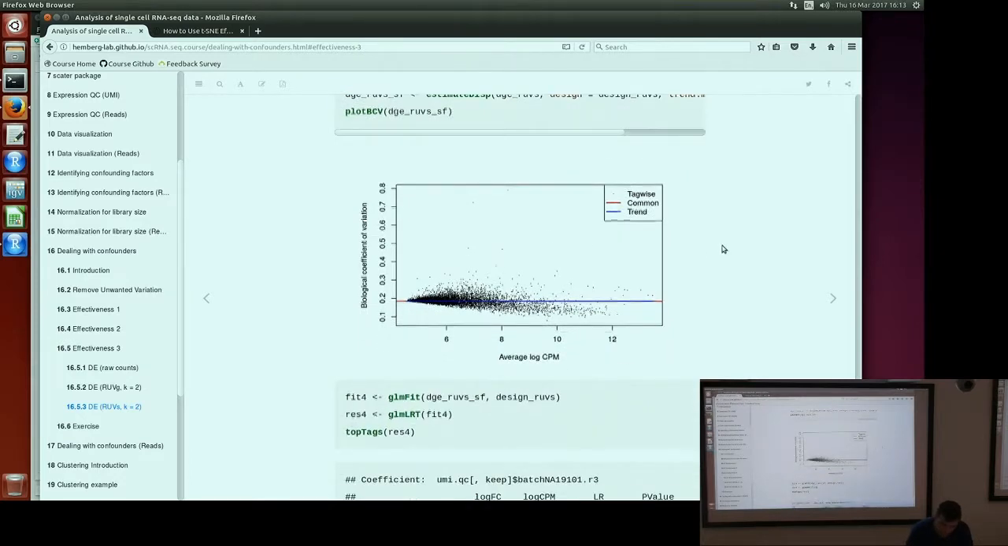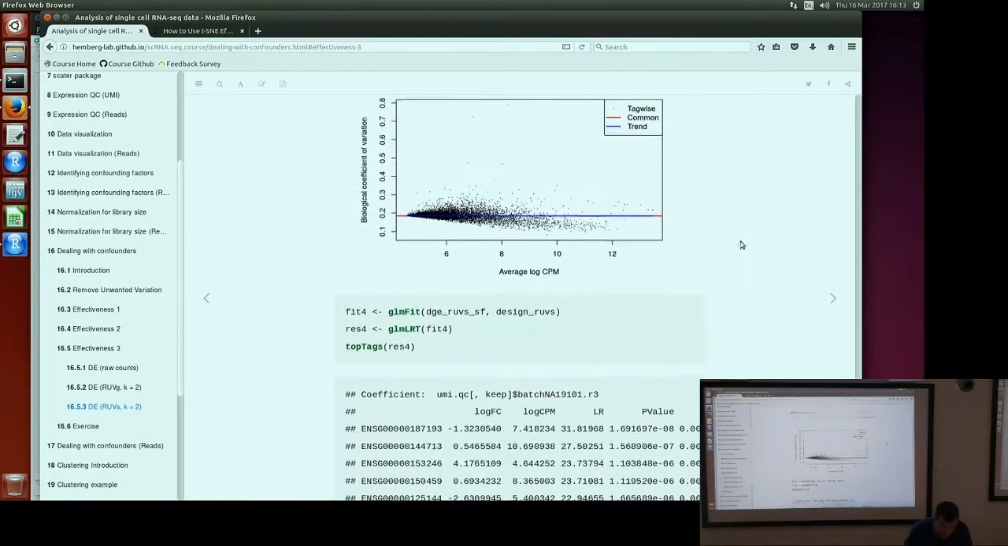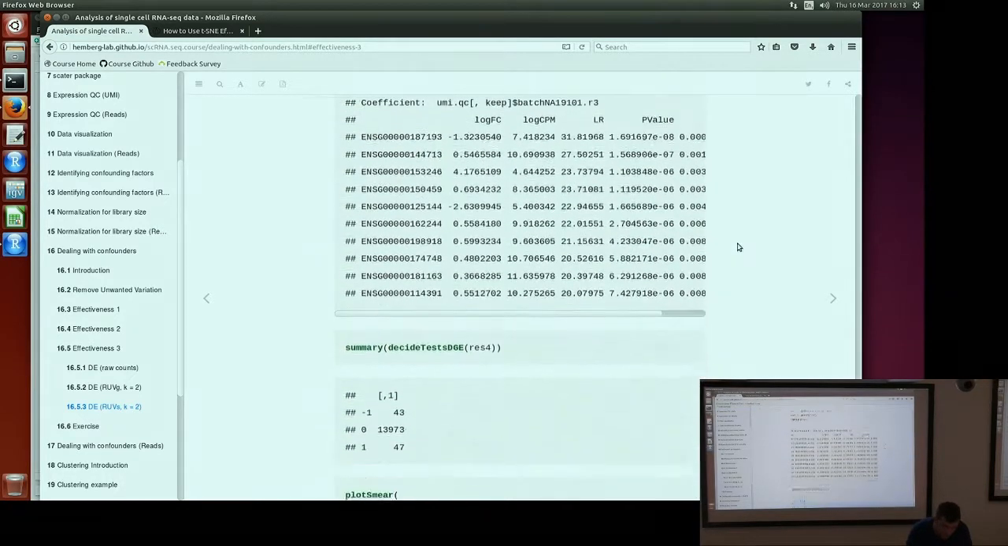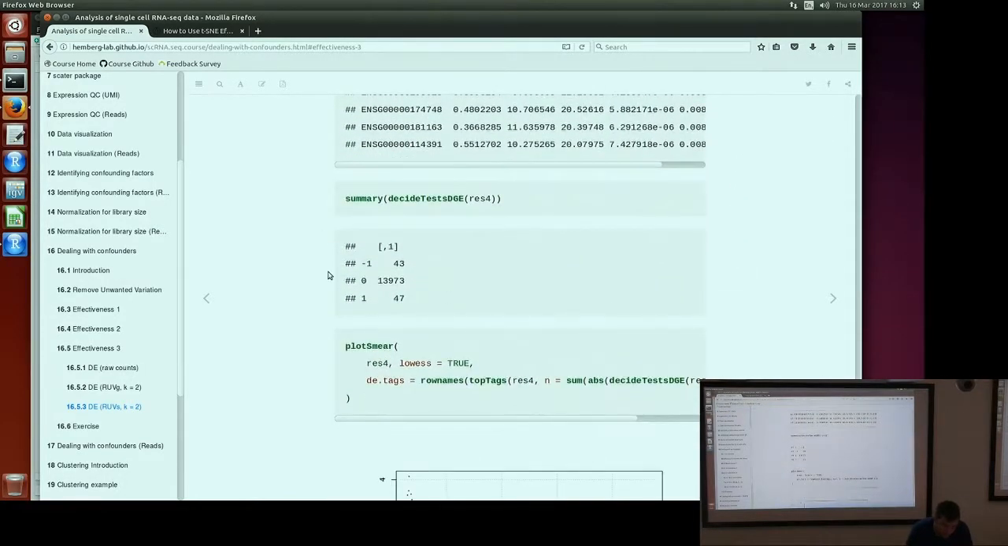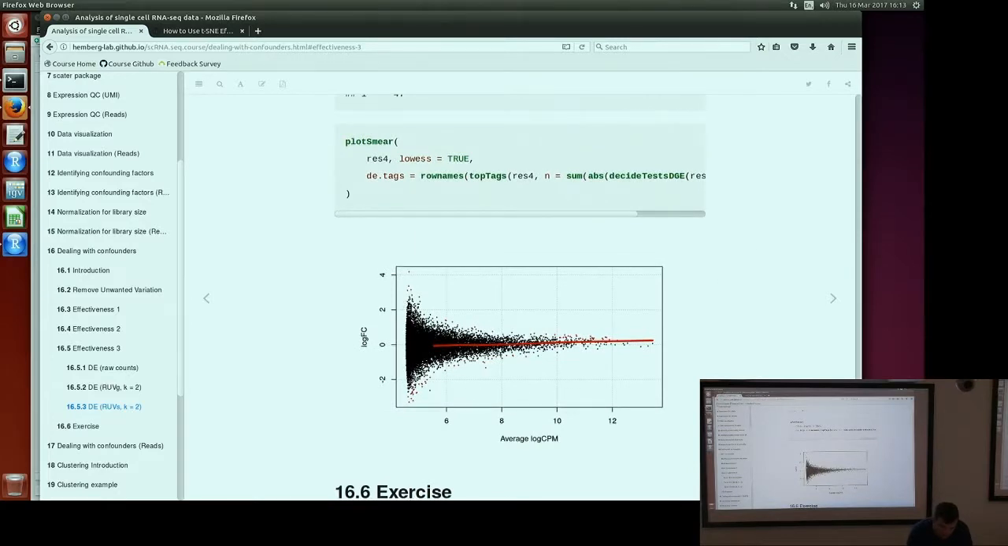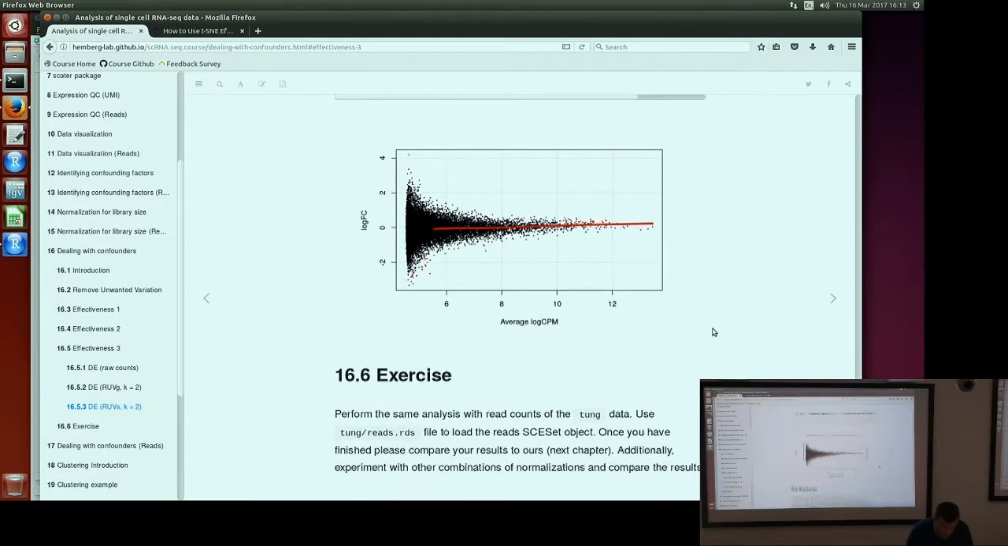We get a similar looking plot of the biological coefficient of variation against average expression, fit the model again, and now we're still finding some DE genes at a 5% FDR, but it's a lower number yet again from what we've seen previously. And we're also seeing a slightly tighter funnel, so generally lower log fold change values between the batches, which is what we'd hope to see.